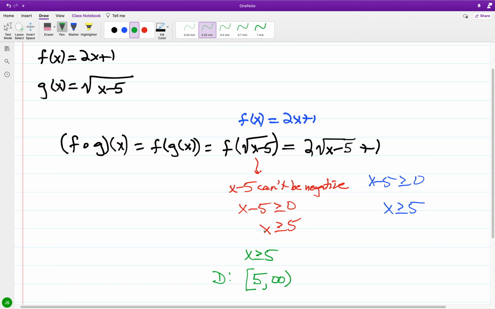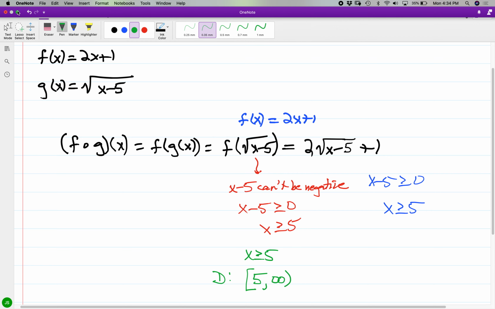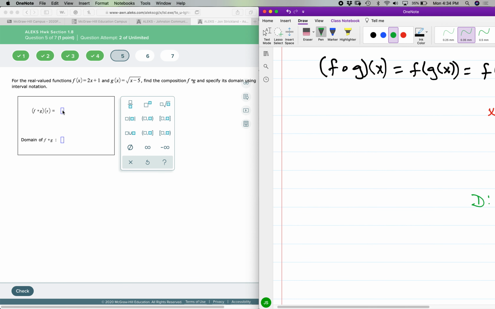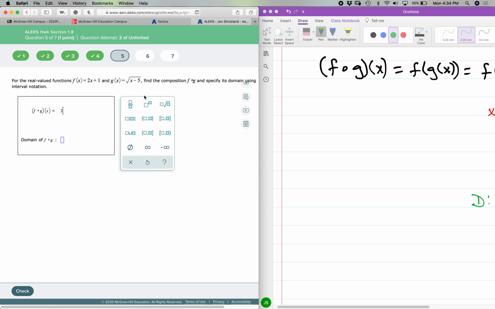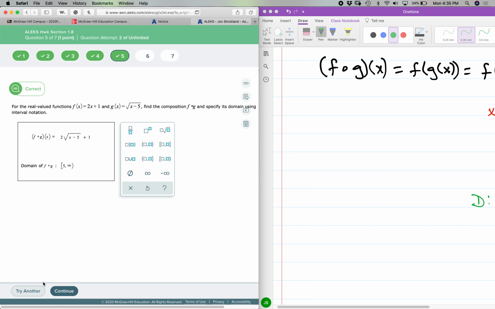All right, so in this particular case, applying what we have here, you have 2 times the square root of x minus 5 followed by the addition of 1. And for the domain, in the bracket you have the number 5, and the upper limit going out to infinity. And checking, the result is correct.